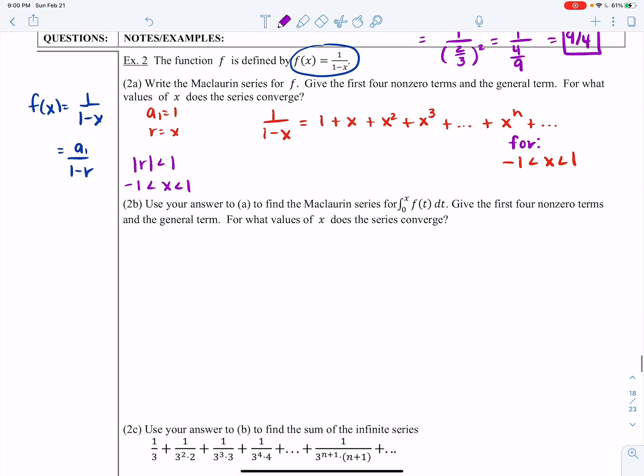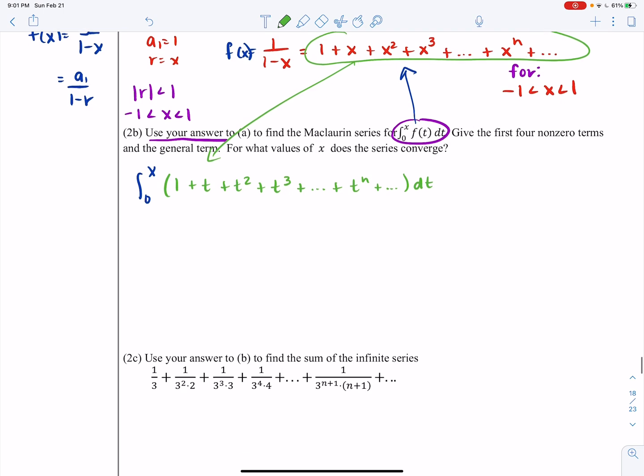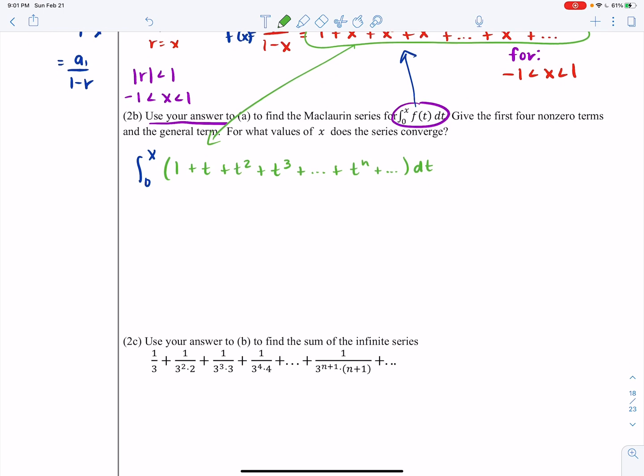So part 2b, we want you to use your answer to A to find the Maclaurin series for this. What are they asking you to do? Well, if this is f of x, then f of t is this same function with just t's plugged into it. So if I want the integral from 0 to x of f of t, I need to take this function right here, and I need to plug t's into it. So 1 plus t plus t squared plus t cubed plus dot, dot, dot, t to the n dt. Well, I can take the integral of that. That's easy. Go term by term. Let's integrate.